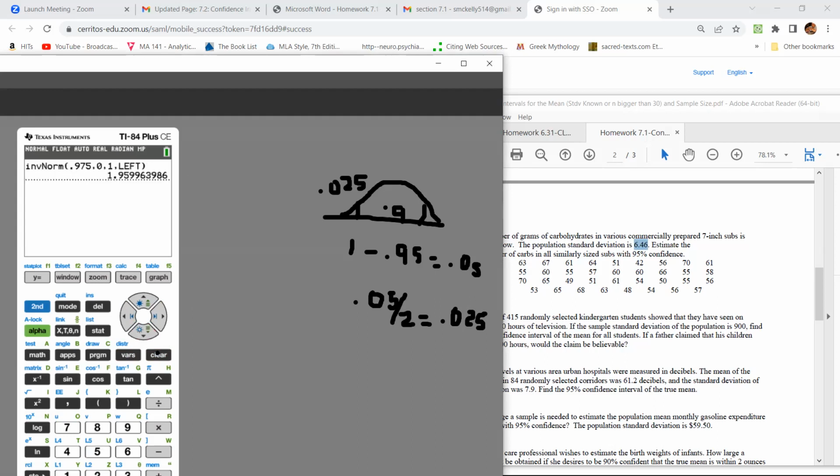Wait, 0.975? Because remember, 95 is the middle, right? And I need all of the area to the left. So 95 is only the area from here to here. Okay. It's not this tail piece, and I need the tail piece.